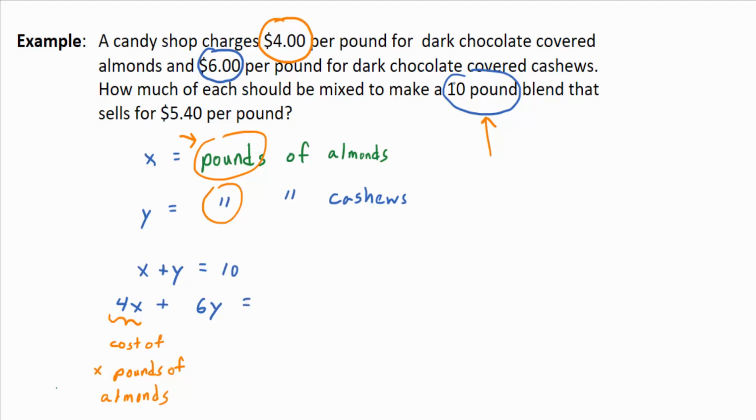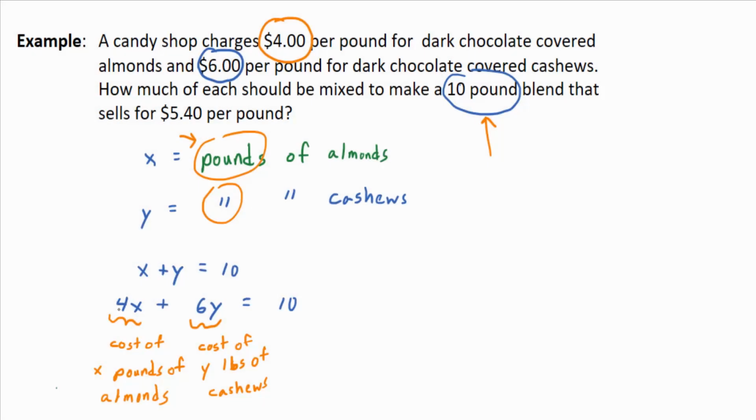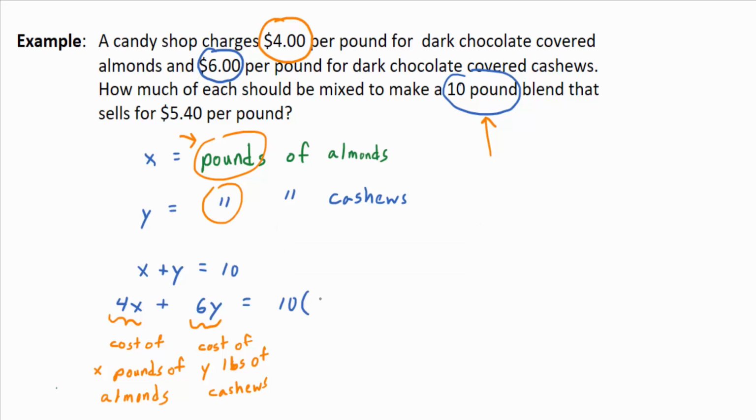Okay, we want a 10-pound mixture, but you can't set it equal to 10. That's just pounds. This is in money, right? So you're adding 4x. That's in dollars, right? 6y is in dollars. So you should get something in dollars on the other side of the equal sign. You know it's 10 pounds of candy, but how much do you want the 10 pounds to cost? $5.40. So it's going to be 10 times $5.40. I'll make it 5.4 instead of 540. Same thing.